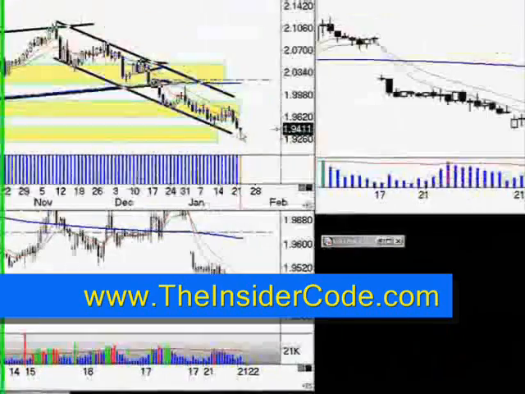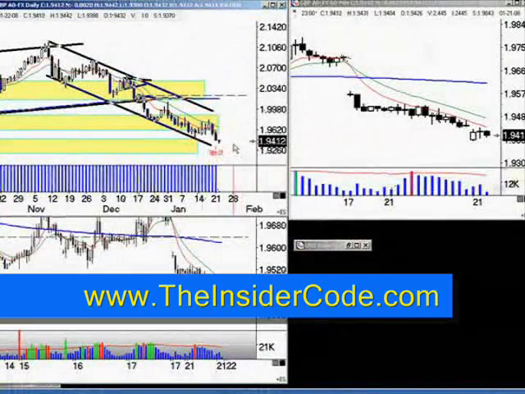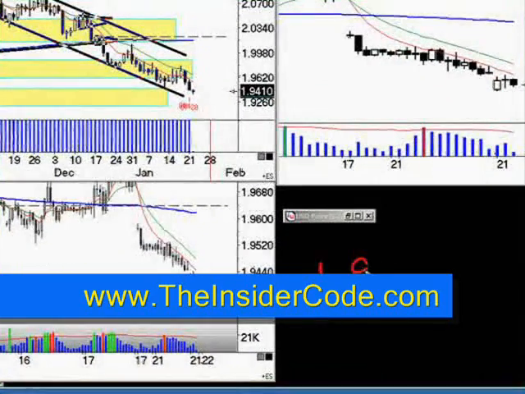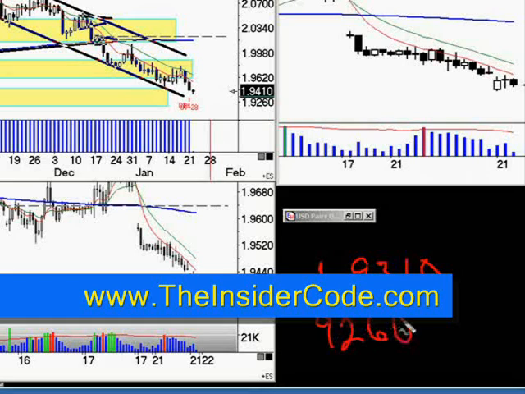Although if you are short, I would expect this to probably carry on all the way down to about 1.9310. So about another 100 points, possibly as low as 92.60. So I would definitely keep my eye on 92.60 as a target and 93.10 as a target if you're already short.